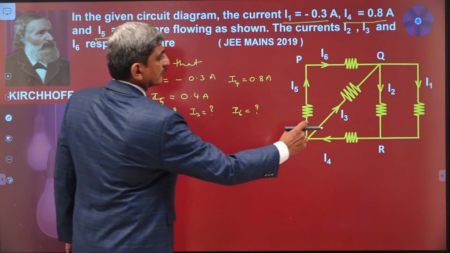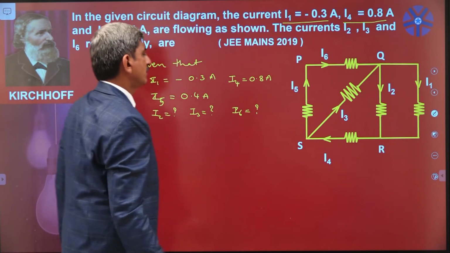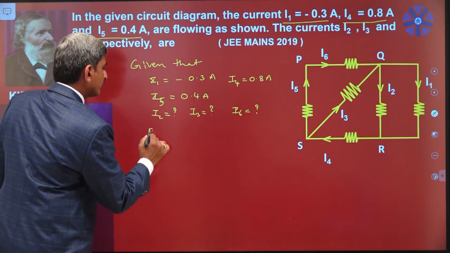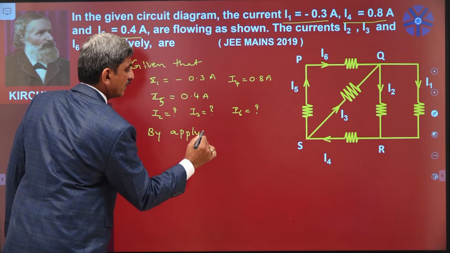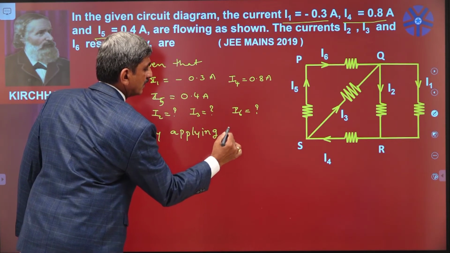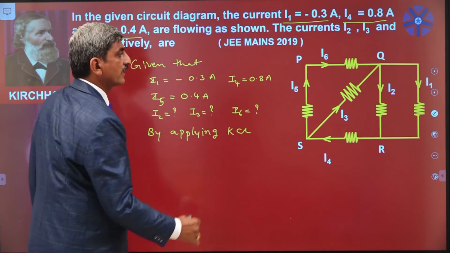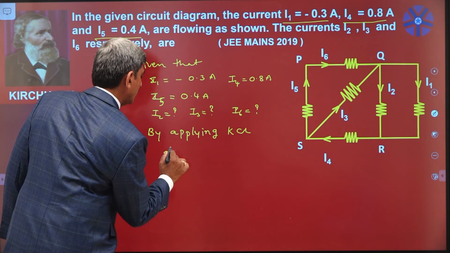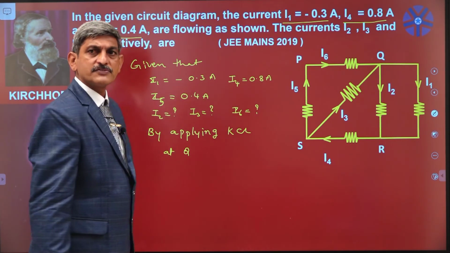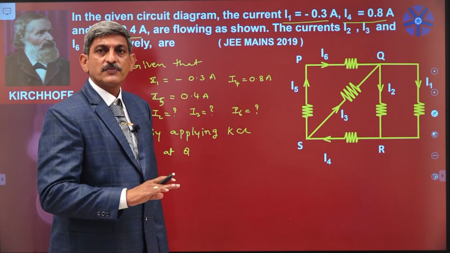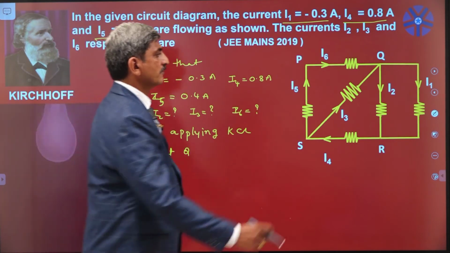The junction Q. By applying Kirchhoff's current law, short form is KCL. By applying the Kirchhoff's current law at Q. What is Kirchhoff's current law? Sum of the currents flowing towards the junction is equal to sum of the currents flowing away from the junction.